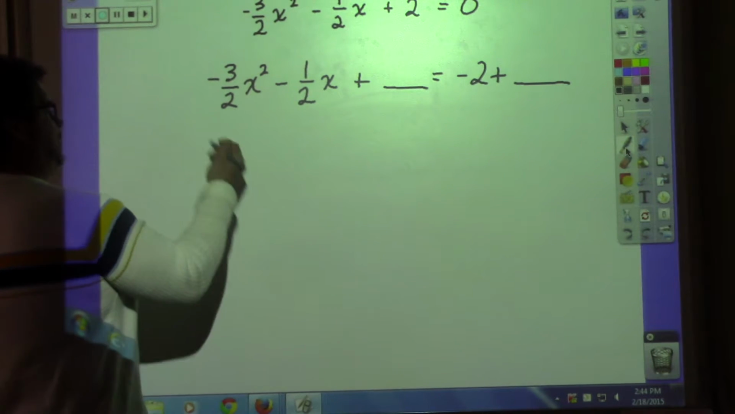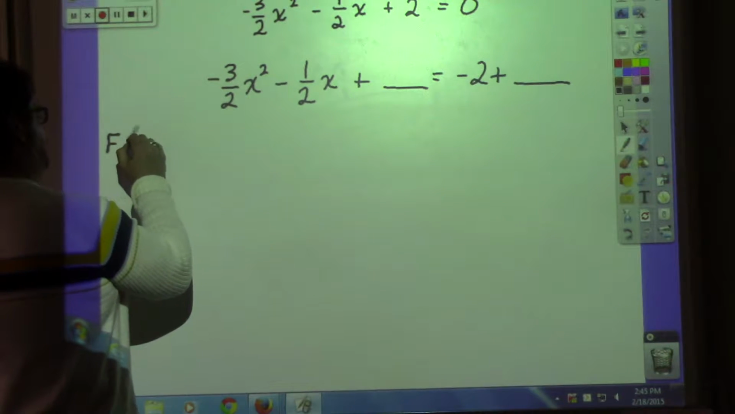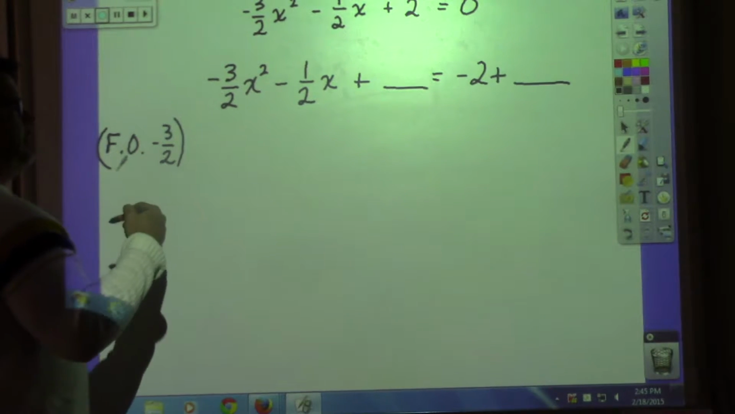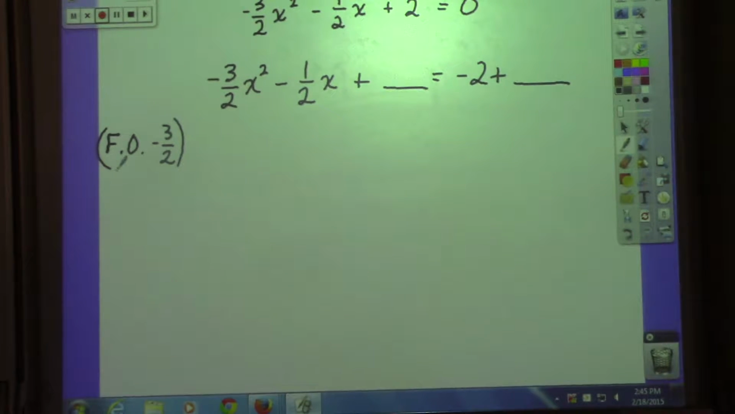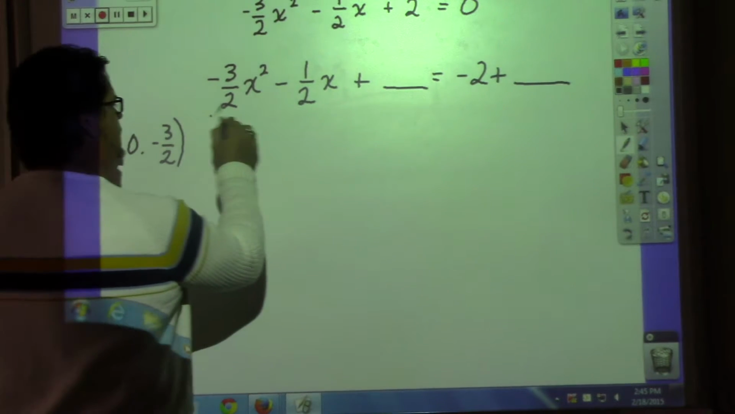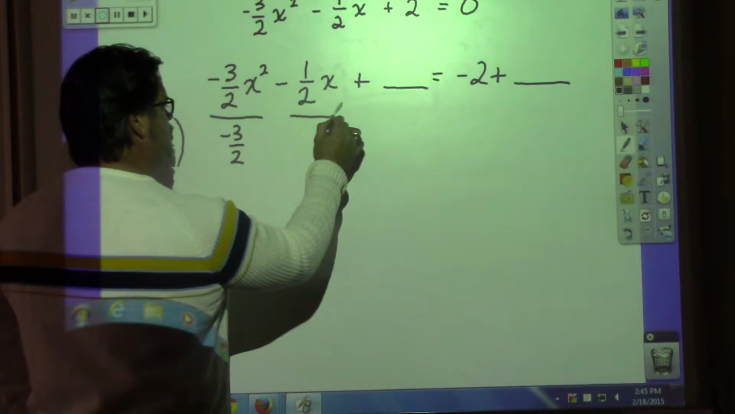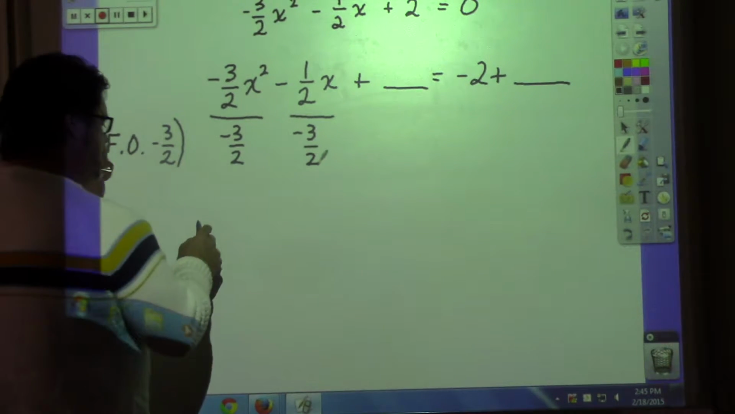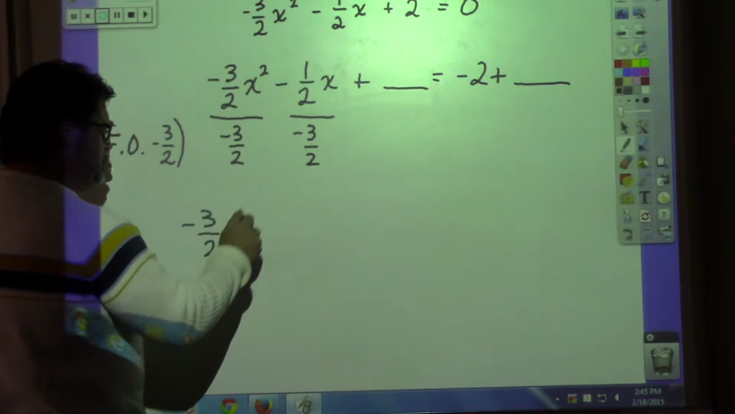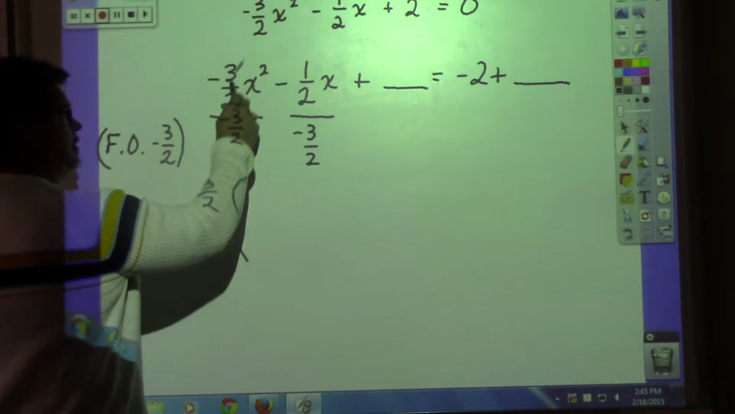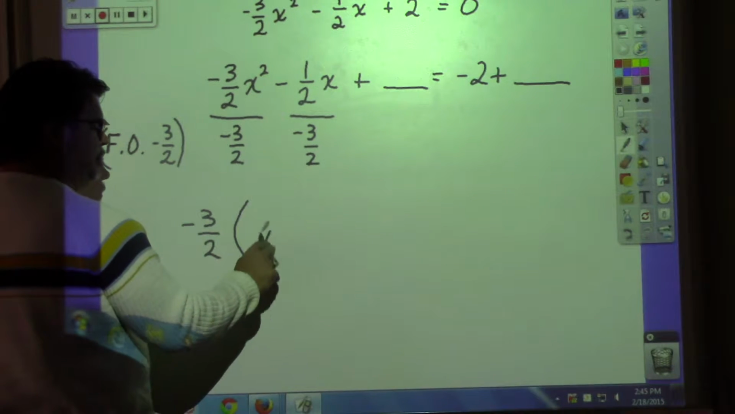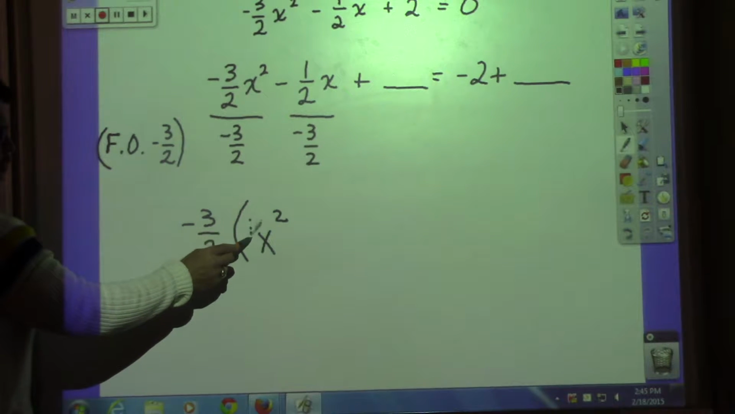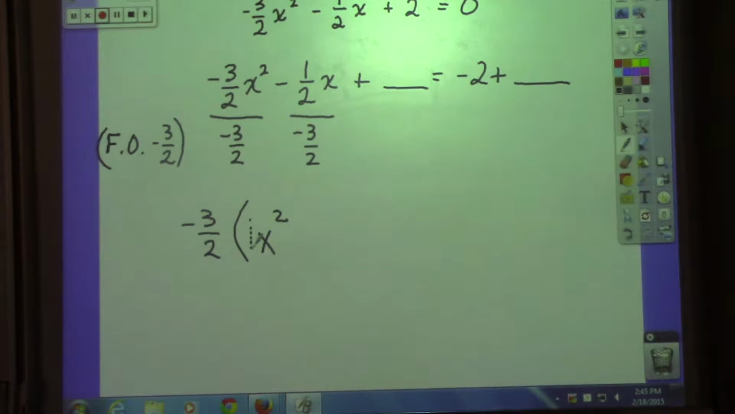All right, so we're going to factor out a -3/2. Factor out a -3/2. That's what we're going to do. But I'm going to show you what you do when you factor out. So I'm going to divide each one by -3/2. That's what you do when you factor. So factor out a -3/2, and that's going to give you what here? It will always give you what? X squared, because you can't do complete the square unless you have x squared is equal to what? 1. So that's why you do it.